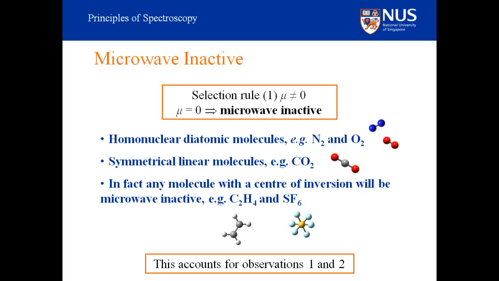So this accounts for our observation 1 and 2. Observation 1 is that a molecule like dioxygen won't have a microwave spectrum, but a molecule like CO, carbon monoxide, would have one. And the reason that it does is because it has a permanent dipole moment.